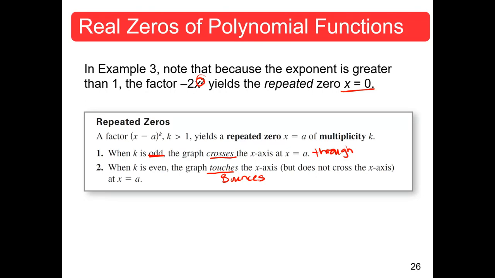And notice that it bounces here. Remember we said we had 2 x equals 0? It actually bounces at that point. It goes through the other two, which have an odd multiplicity. So when we're talking about bouncing, remember it is even. It's touching the x-axis and returning, and then the other one, odd, is crossing.